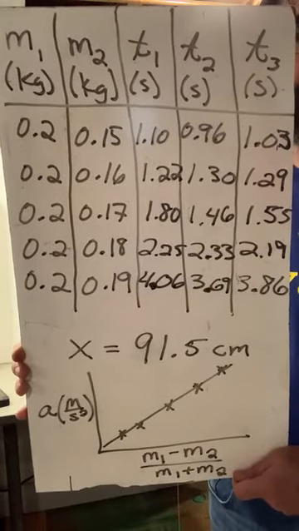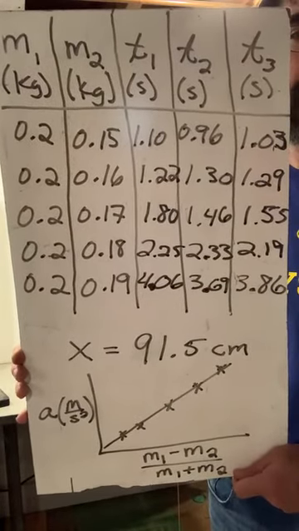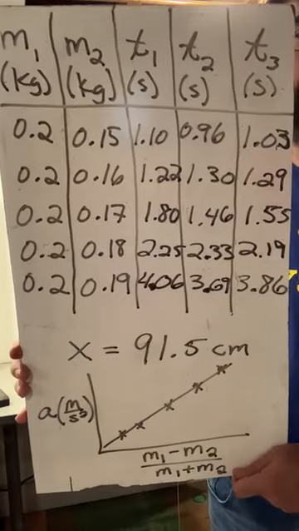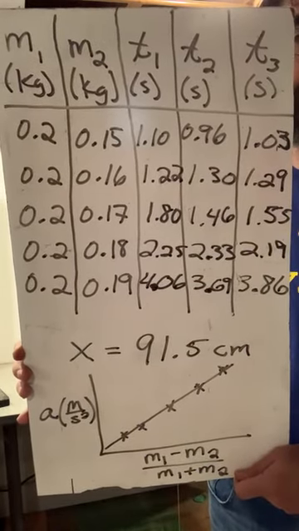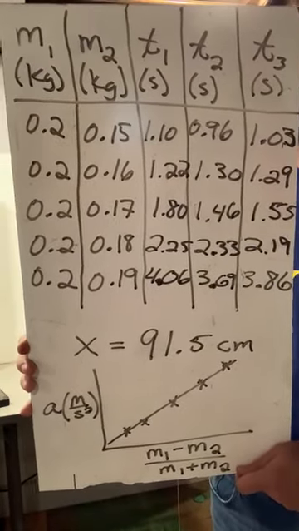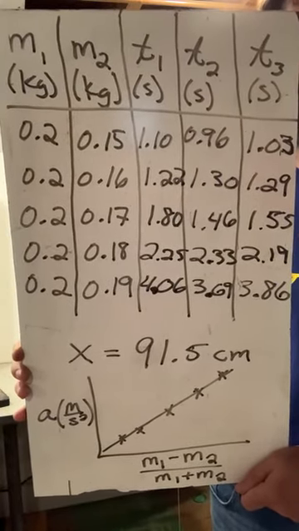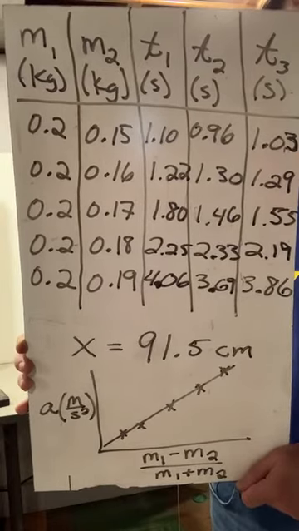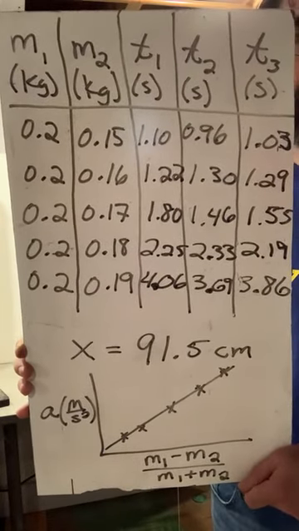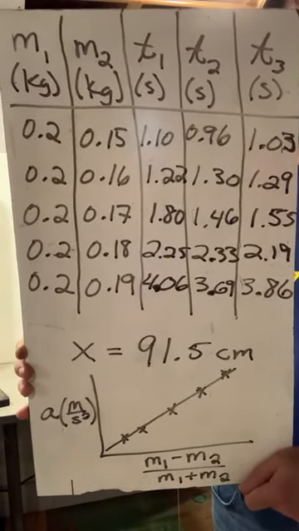So this is the summary of what you're doing. Use the times to calculate the accelerations, plot the measured acceleration versus the ratio of the difference in the masses to the sum of the masses, plot it with a line, and extract g from there.